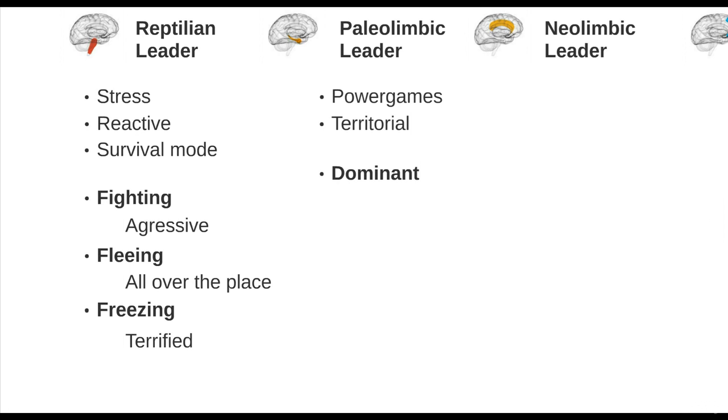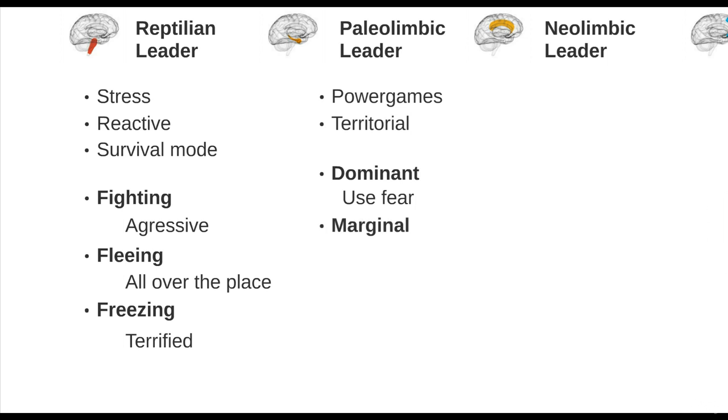Where the fighting reptilian leader reacts to a stressful situation with aggression, here the dominant paleolimbic leader will initiate the aggression. He's the aggressor. He rules by fear and secretly enjoys it. In his eyes, everyone around him is incompetent or plain stupid. They are not afraid to yell, publicly humiliate others, or worse, intimidate, bully, or sexually harass their team.